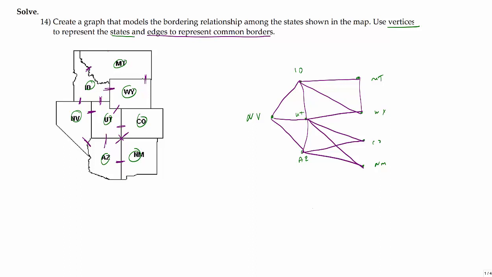WY, I've got it connecting here, here, here, but notice that it also touches CO. So I've got to have an edge here. And then lastly, I have it connected to a couple of them, but I don't have it with NM yet. So there's my last edge right there. Okay. So like I said, the picture on the right could be a little bit different. There's nothing that says what order you have to put your vertices in. Just lay them out in a way where you can draw the lines in there. You don't want to make it too difficult on yourself with that.